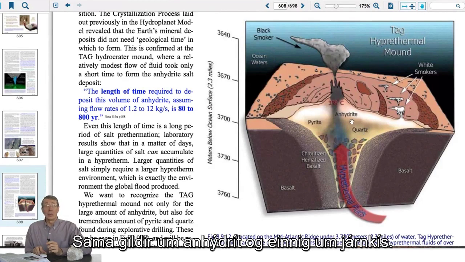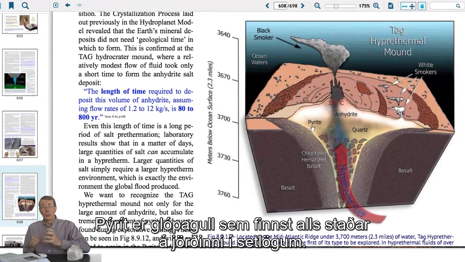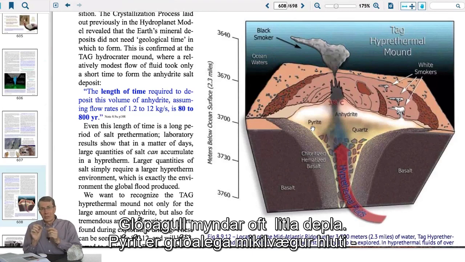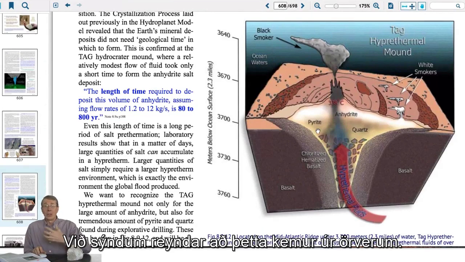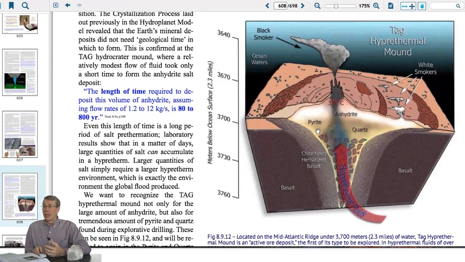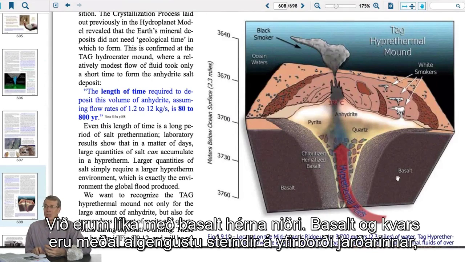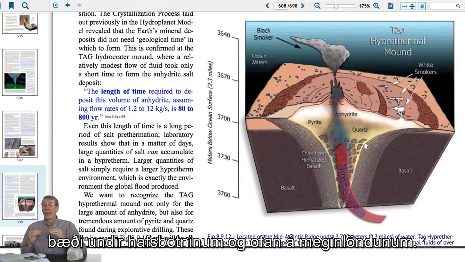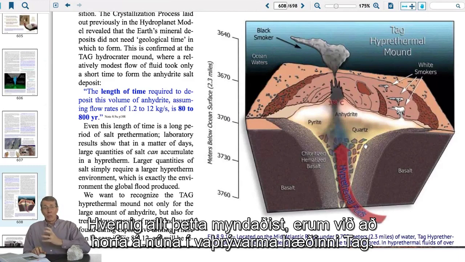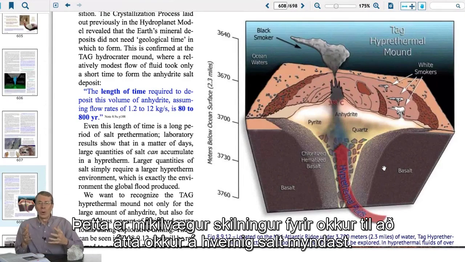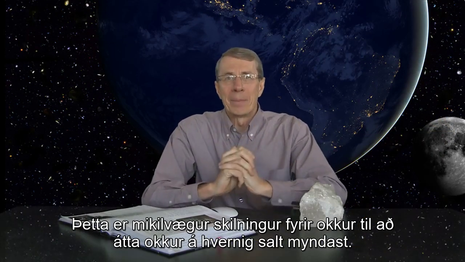And same with anhydrite, same with pyrite. Pyrite is the fool's gold that's found all over the earth in sedimentary materials, the small little bits of fool's gold. Pyrite is an extremely important part of this. We demonstrate in this chapter that it came from microbes, and we also have basalt down here. So basalt and quartz are some of the most abundant minerals on the entire surface of the earth, underneath the oceans and also on top of the continents. And the way these all formed, we're looking at right now in the TAG hydrothermal mound. So this is an important understanding for us to grasp how salt is made.